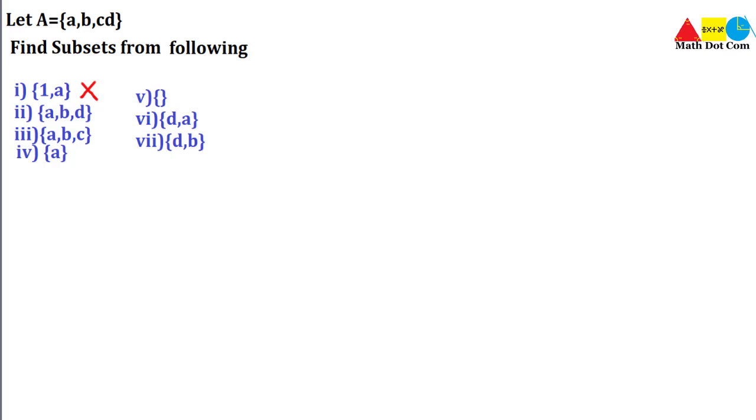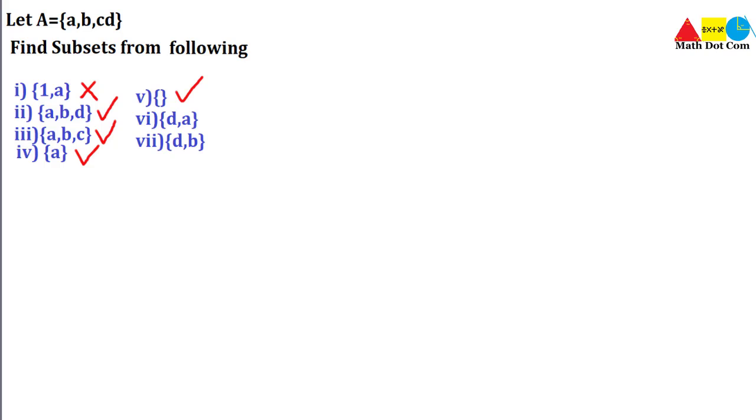Then we have the second option, {a, b, d}. We have a, b, d in the set A, so this is a subset of A. Then we have {a, b, c}. Yes, a, b, c is in the set A, so this is also a subset of A. Then we have {a}, this is also a subset of A. Then we have the empty set. We have discussed this important point that the empty set is a subset of every set. So this is also a subset of A.